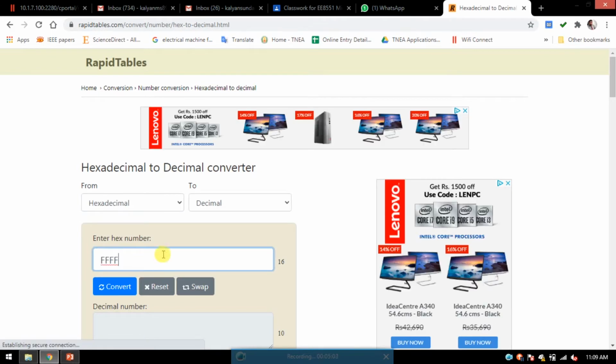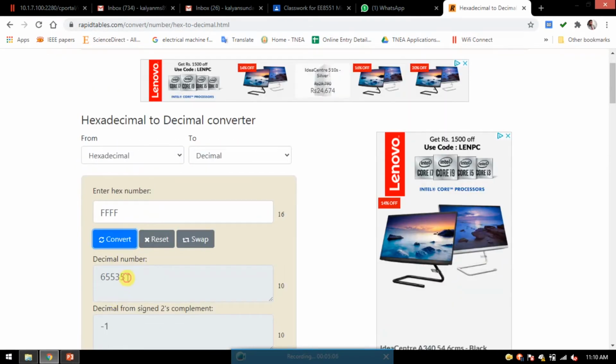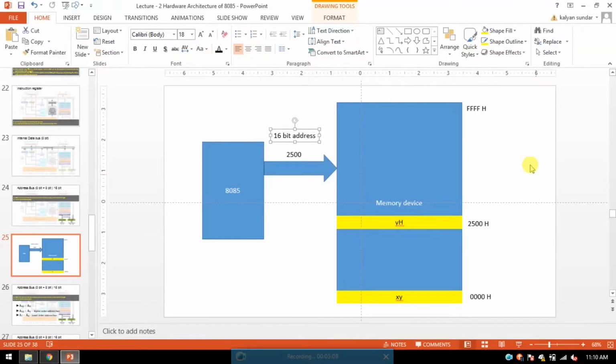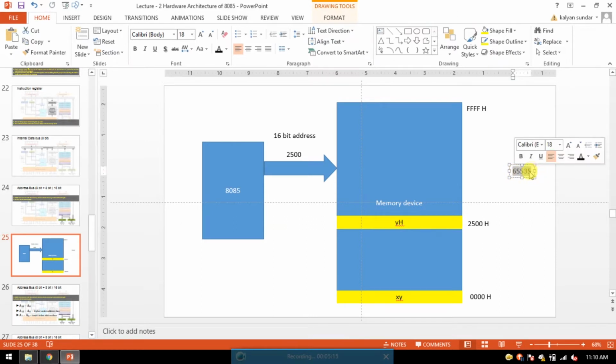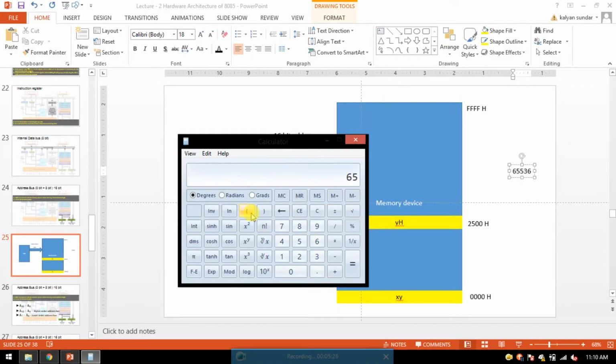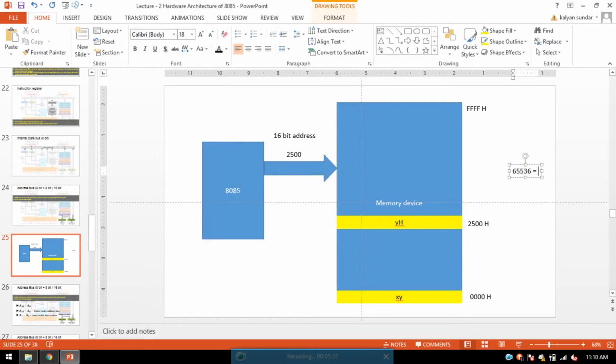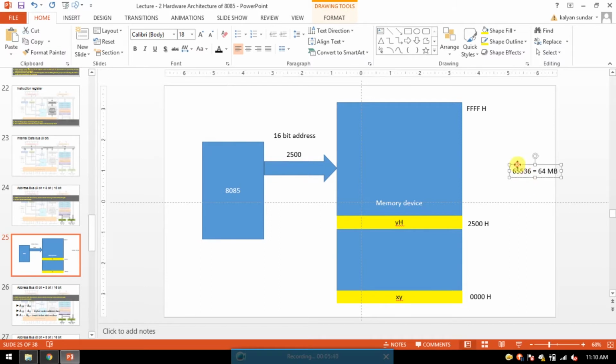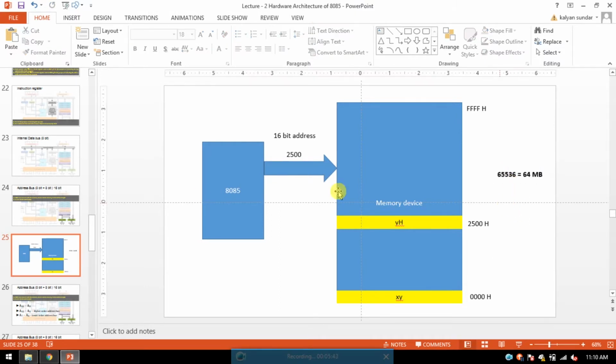65536. So I'm going to take my calculator. 65536 divided by 1024, where 1024 is nothing but 1 K. So this is 64. This is equivalent to 64 KB. Kindly understand that with the 8085 microprocessor, you can add 64 KB of memory.